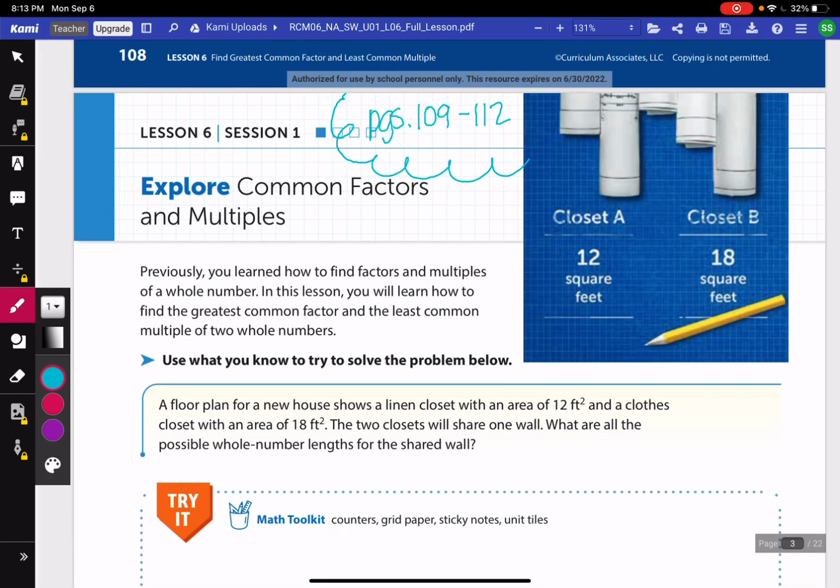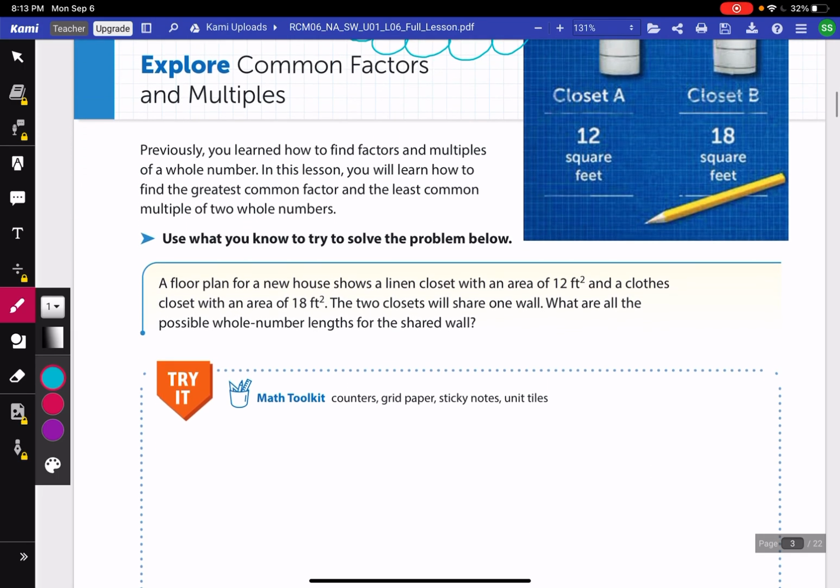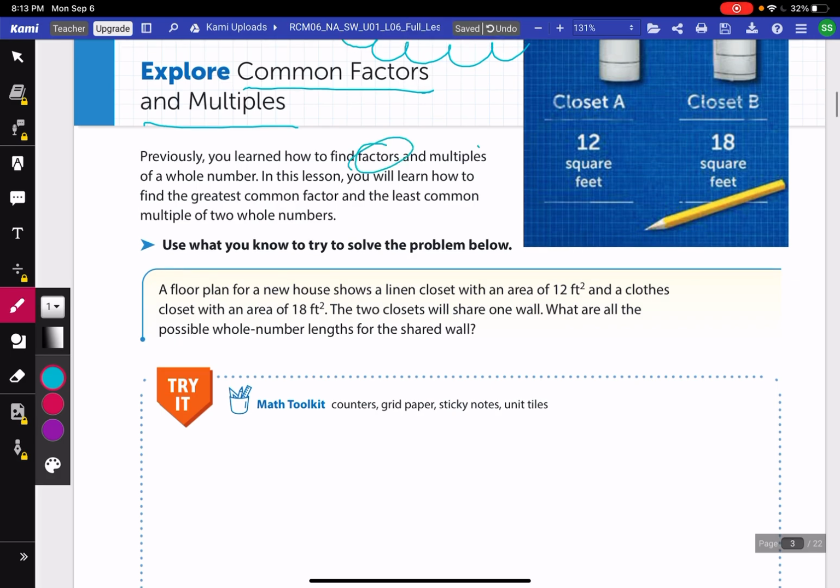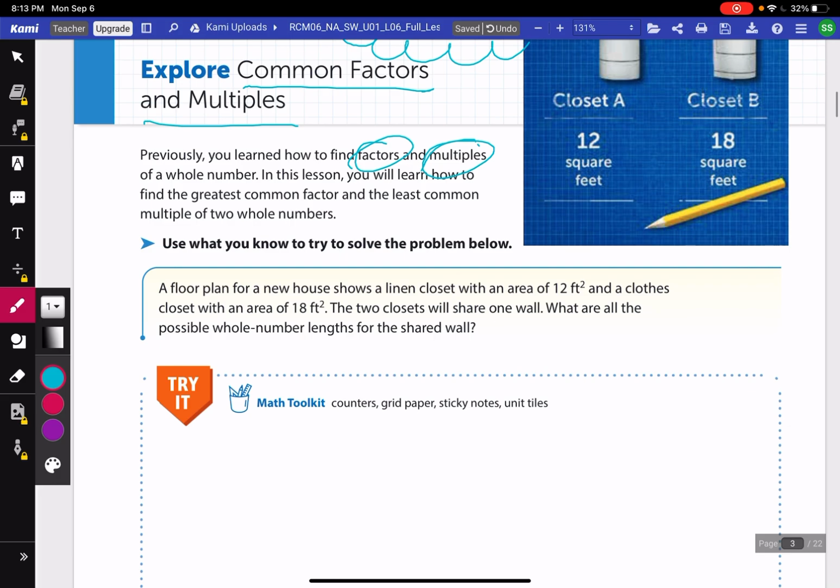Alright guys, so today we're going to look at Lesson 6, Session 1, and we're going to be working on pages 109 through 112. So let's take a look at our problem. We know we're looking at common factors and multiples. We've learned how to find factors, and we've learned how to find multiples of a whole number. Now we're going to learn how to find the greatest common factor and the least common multiple of two whole numbers.